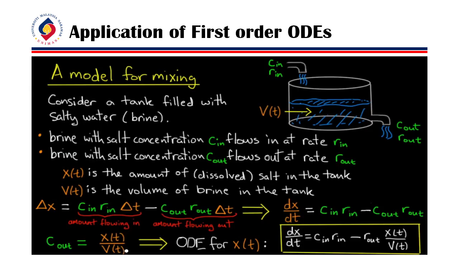Now, that's exactly the kind of thing we're looking for. We want to incorporate x into this right-hand side. So by plugging in C out equals x of t divided by v of t, we get an ordinary differential equation for x of t. And that is dx/dt equals C in times R in minus R out times x of t over v of t. Depending on the problem, we will be able to figure out what C in, R out, and v of t are. And in order to find x of t, we'll need to solve this linear first-order differential equation.